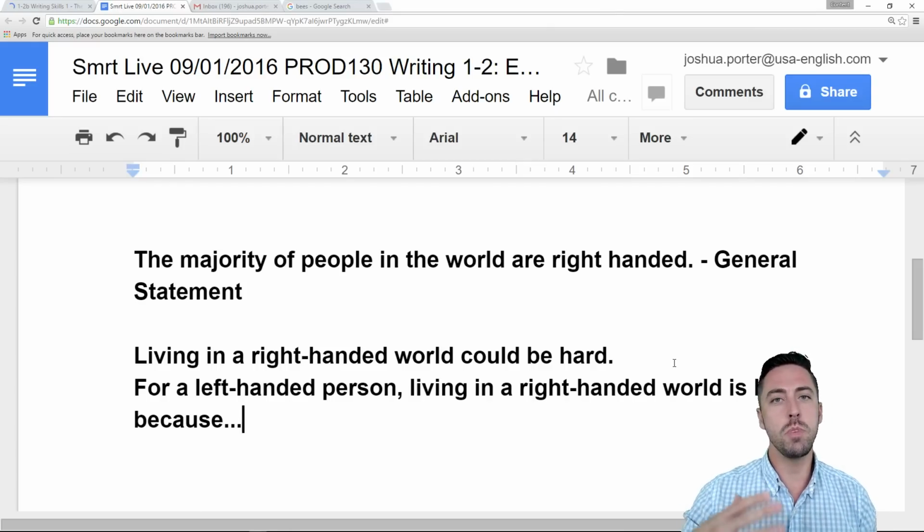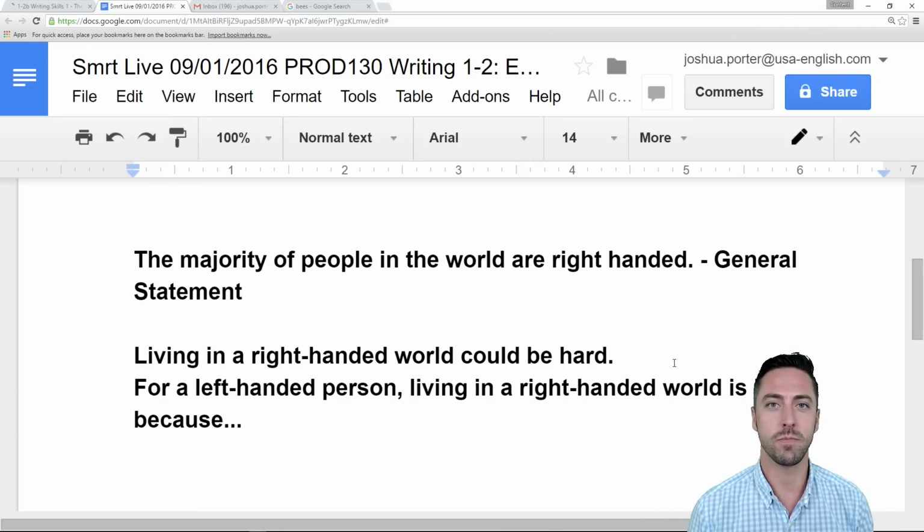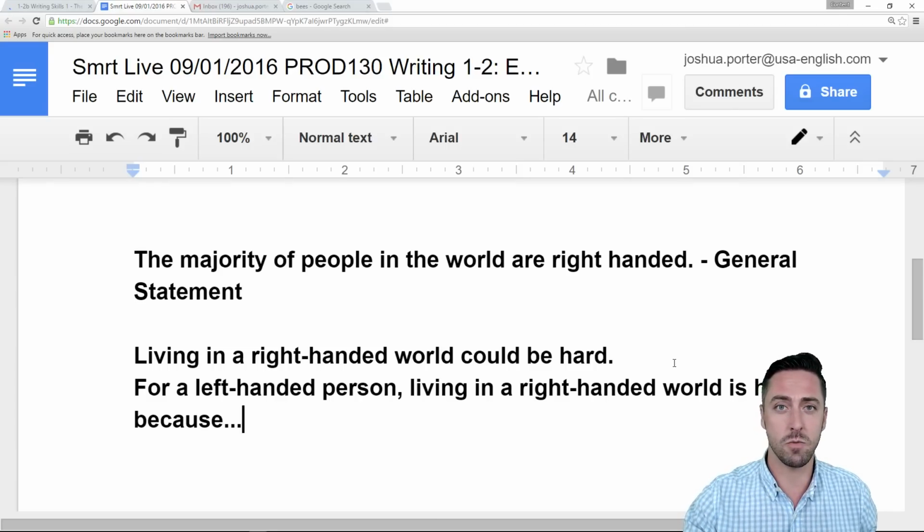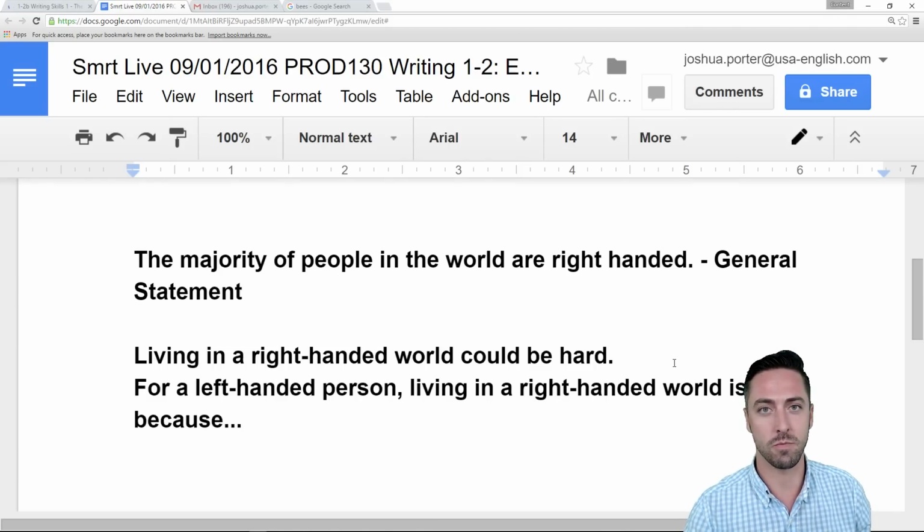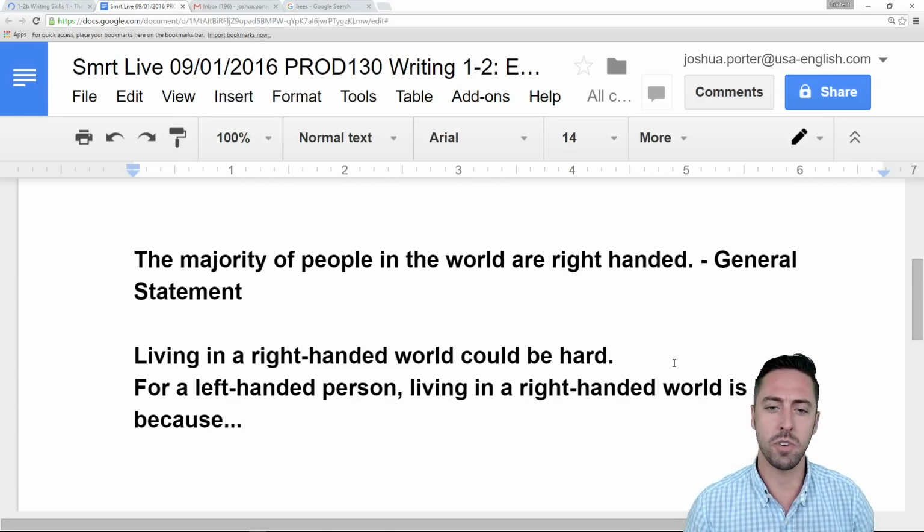But when we say could be hard, could is not a very strong modal. It's possibility, but it's not strong possibility. It's like the second conditional. Like, it might be hard, maybe. With theses, we want them to be very strong, very direct, and we should say our point concretely and make it an imperative, something that we believe is true. So I would change that language a little bit. I would not use could. I would say is. For a left-handed person, living in a right-handed world is hard.